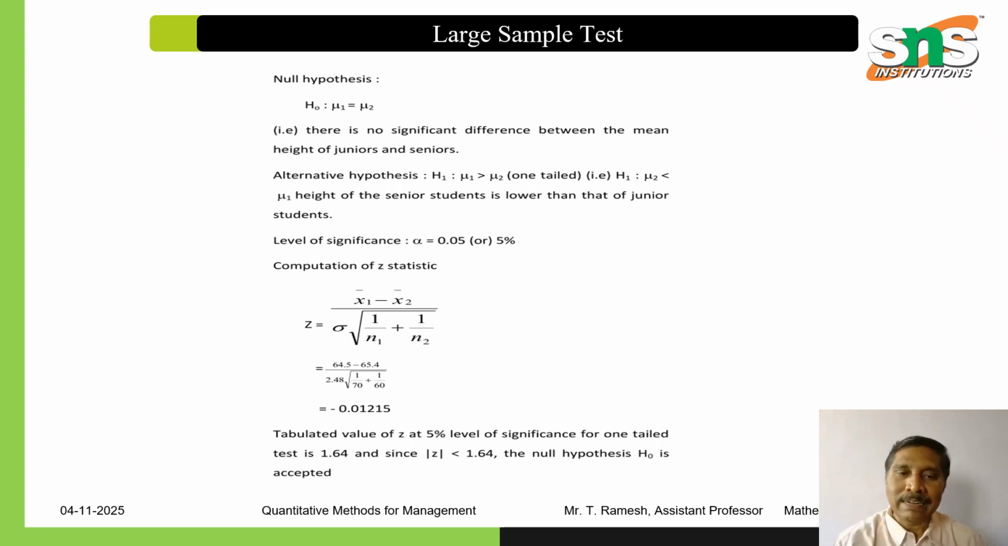Compute the Z statistic. Z is x1 bar minus x2 bar divided by sigma into root of 1 by n1 plus 1 by n2. Substituting all these values, we get minus 0.01215. Taking the modulus, the positive value is 0.012. This is the calculated value. The critical value or tabulated value at 5% level of a one-tailed test is 1.64. This 1.64 is greater than the calculated value, that means the calculated value is less than 1.64. Therefore, the hypothesis H naught is accepted.